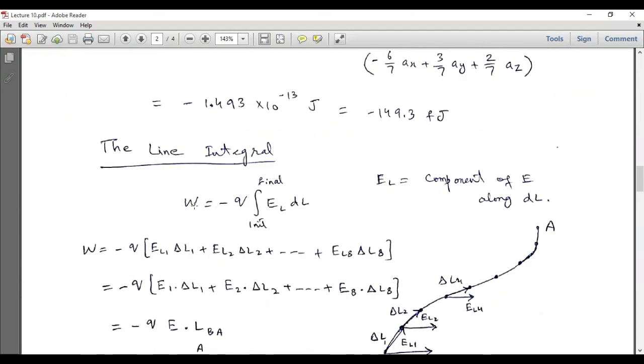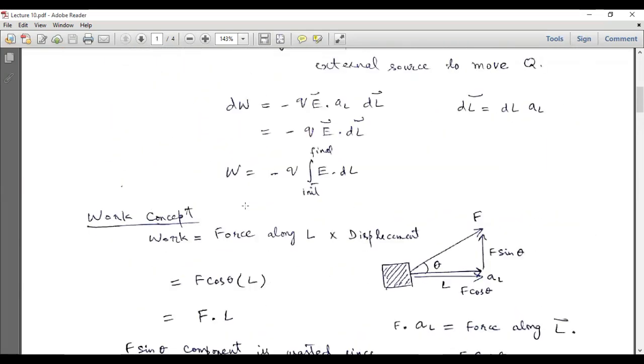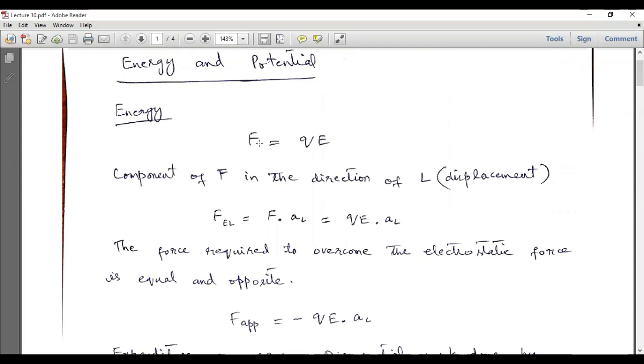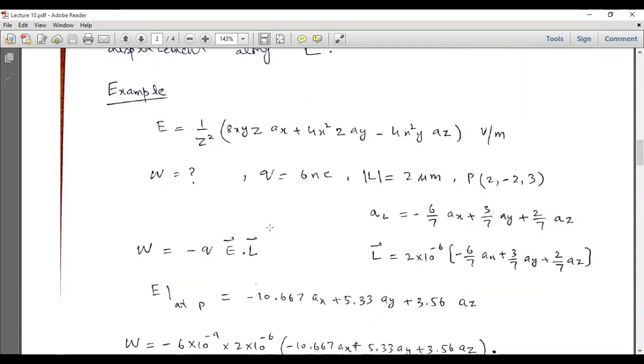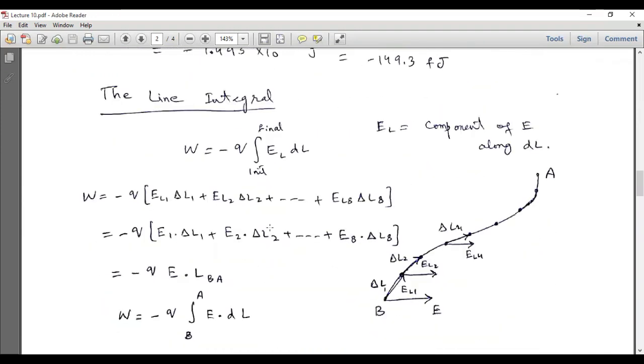Now I will discuss the line integral, because we are evaluating line integral in evaluating the work or energy. So suppose we are given 2 points. First initial point is B, final point is A, and we are moving a charge starting from point B up to point A in discrete steps. So the length of single step is delta L.